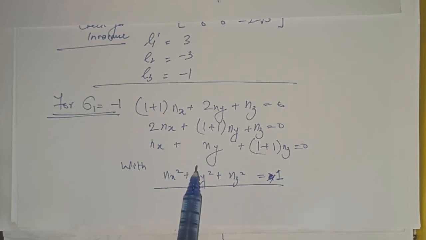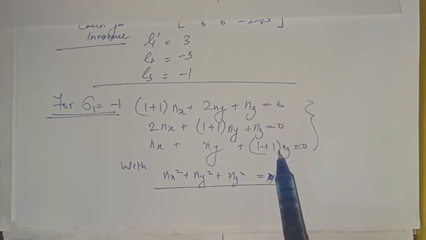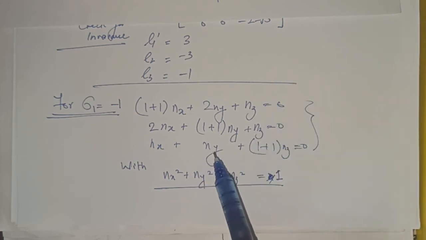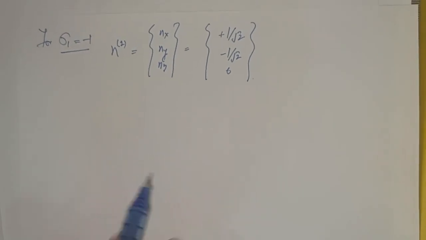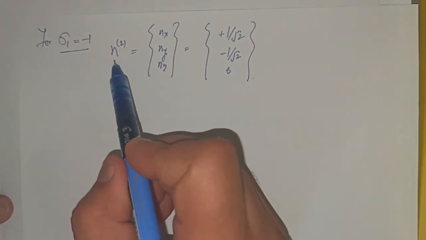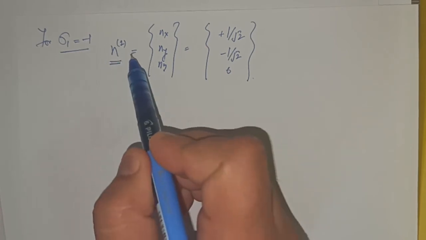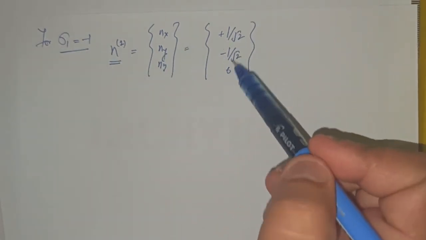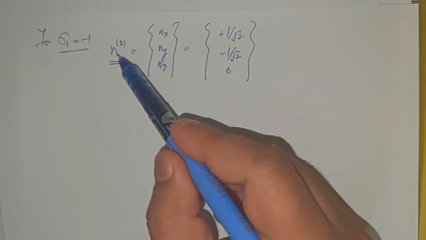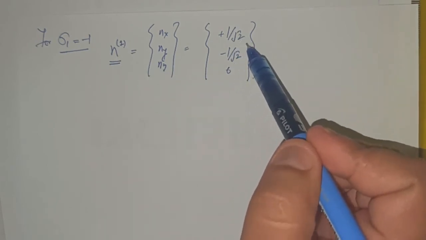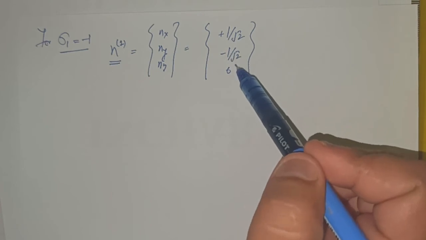This is always there with this. Either use it or do not use it, that doesn't matter. But you will always be obtaining these three equations, and this constraint is by default always there with them. So with these three, you will be obtaining nx, ny, and nz. For the first principal stress, sigma 1, this is on the principal plane, n1 equals nx, ny, nz. So this n1 is basically a vector having three components: plus 1 by root 2, minus 1 by root 2, and 0.